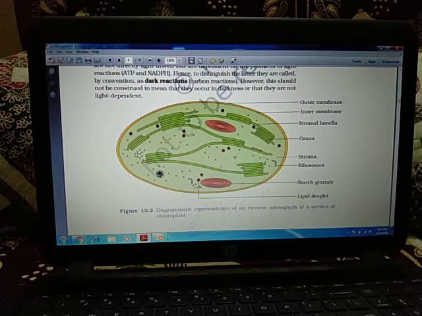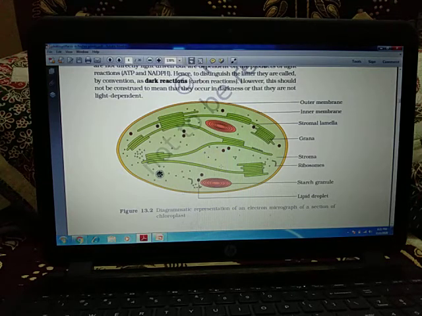Now, thylakoids possess four types of major complexes. If you see the thylakoid, there are four complexes: photosystem 1, photosystem 2, the cytochrome b6f complex, and the coupling factor, that is ATP synthetase.